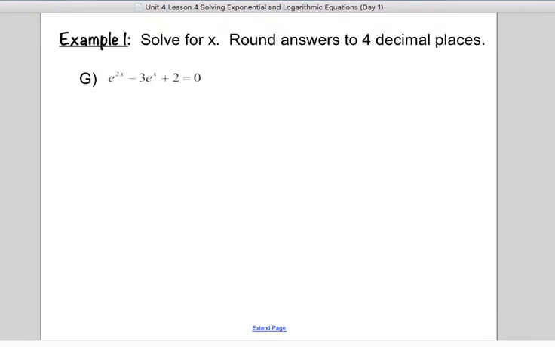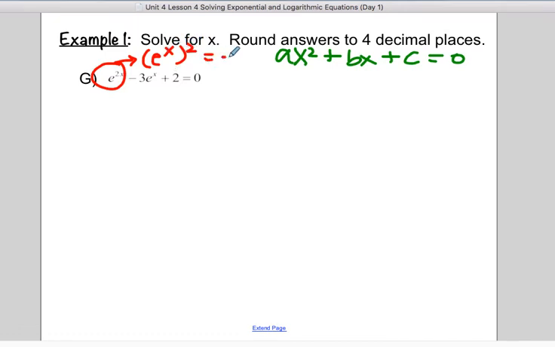This one actually looks like a quadratic, like an ax squared plus bx plus c equals 0. So what I want to do is I want to be able to factor it, because that's how you handle quadratics. So here's the way we handle this. Okay, I am going to think of this as really e to the x to the second power. Because if I have power to the power, we multiply those two. So that's why it's e to the 2x. Okay, so I have e to the x to the second power minus 3e to the x plus 2 equals 0.